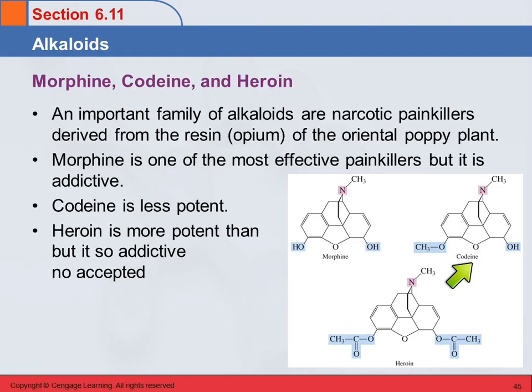You get codeine. Codeine is also a great painkiller, although it's not as effective as morphine, but it's less addictive, and so that's good. And then here's heroin. Heroin has these 2 ester groups on it compared to morphine. Heroin is even more potent than morphine is, but it's so addictive that there's no accepted medical use for it. They just feel like there is absolutely no good reason to take heroin. If you've got severe pain, morphine will take care of it. You don't need to get into the heroin stuff.